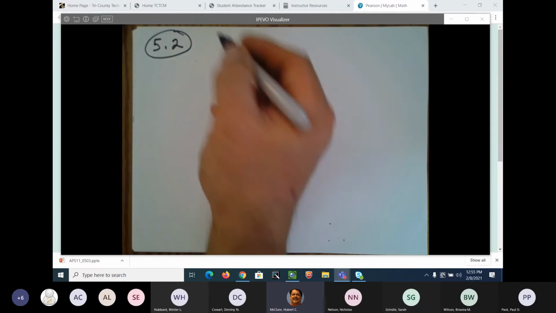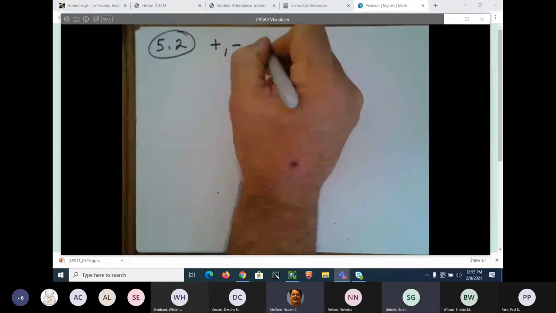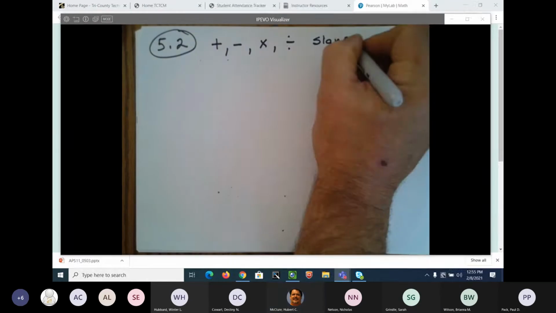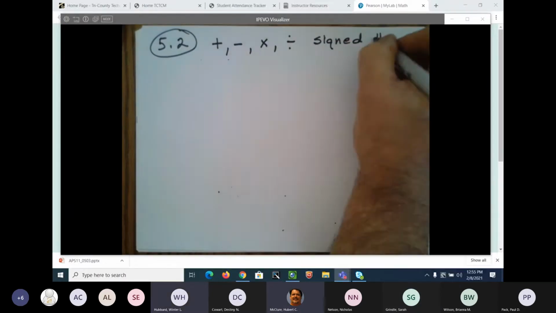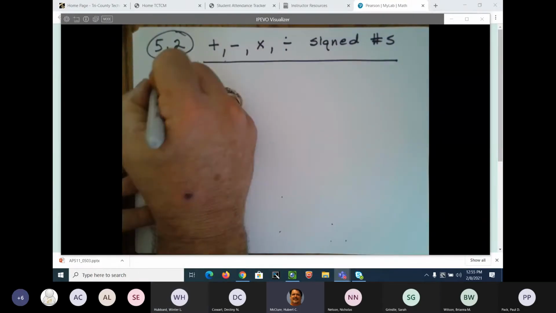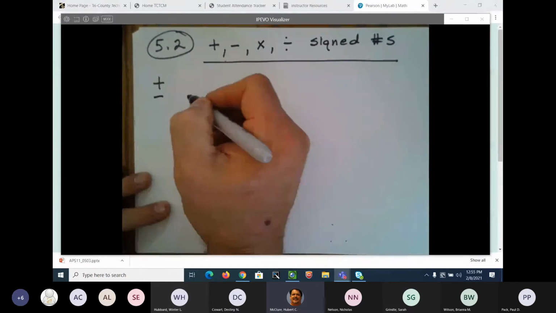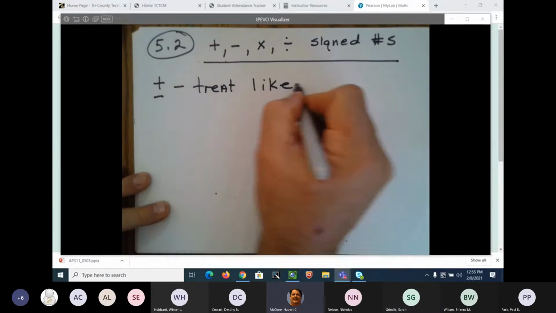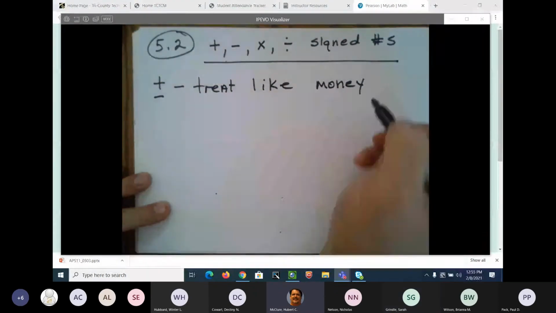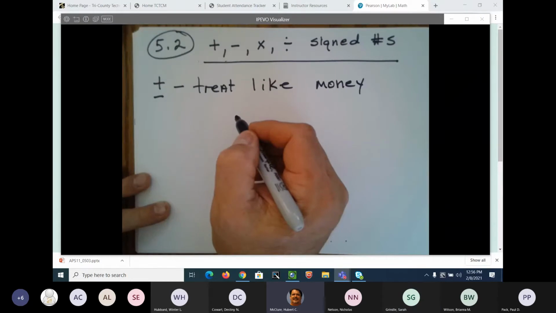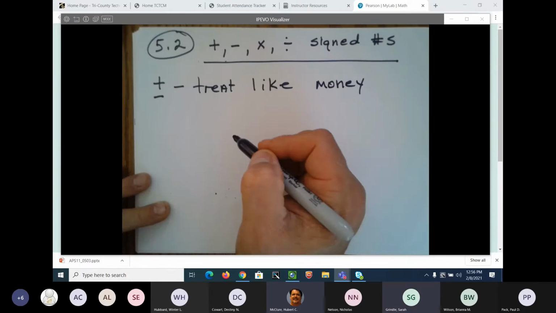5.2 is adding, subtracting, multiplying, and dividing signed numbers. And I don't get into any laws. I just tell you to treat, when adding and subtracting signed numbers, treat like money. Why do I say treat it like money? Because what's the most important thing to everybody in this classroom? Time and money. Time and money.